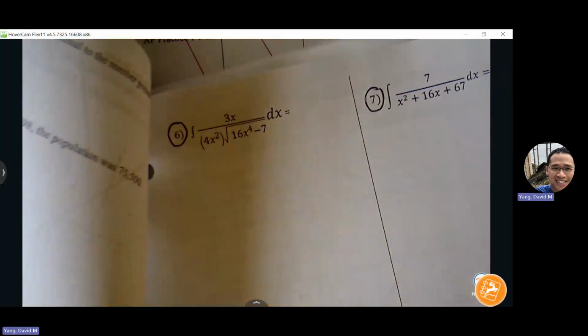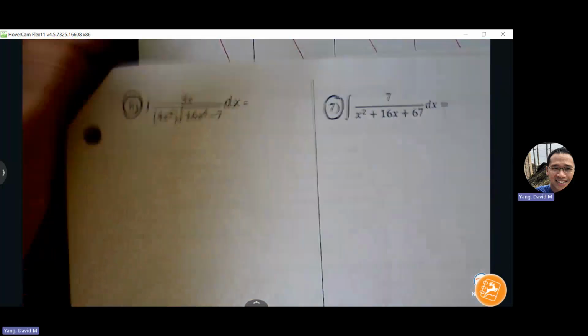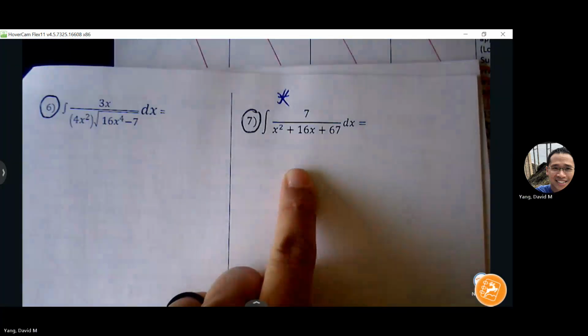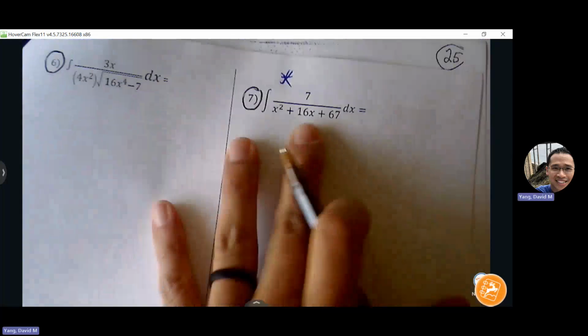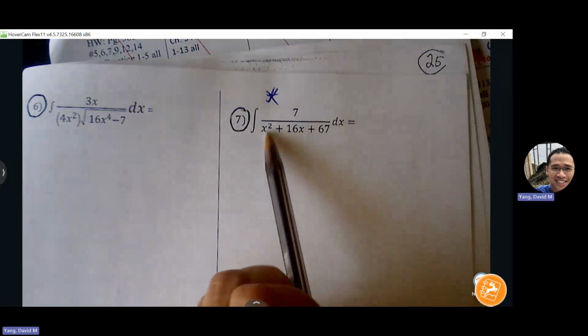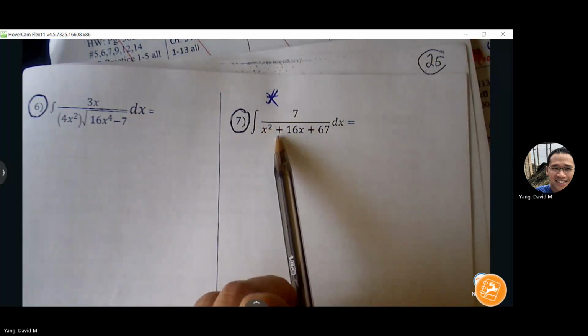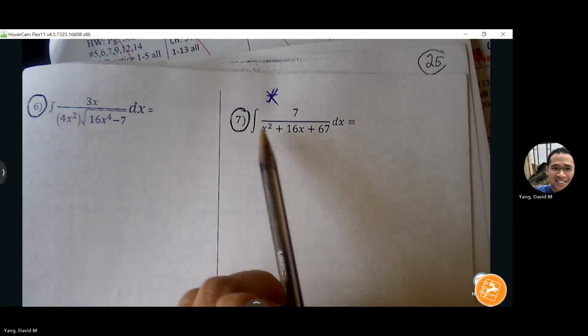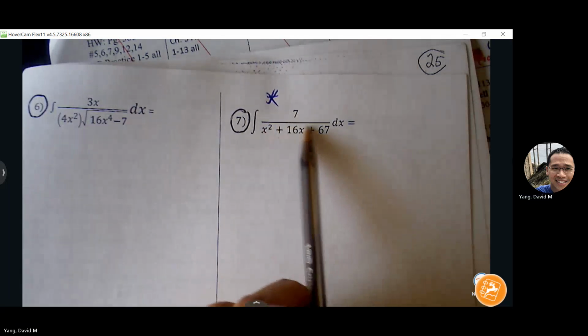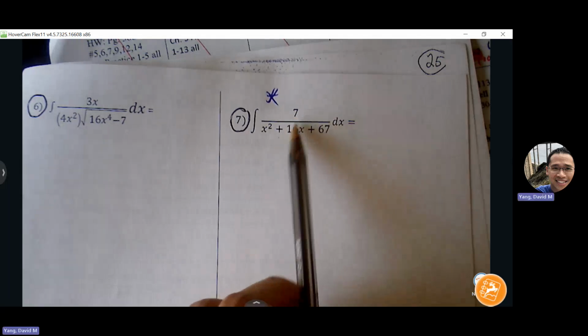Worksheet 4, I highlighted the problems that I want us to be able to do. So number 7, this one here. This is all the way back, worksheet 4. This is the type of problem that I want us to be able to do here. Now, can we expand this one? Not favorable, right? Can I go to u substitution? Not a good match either.